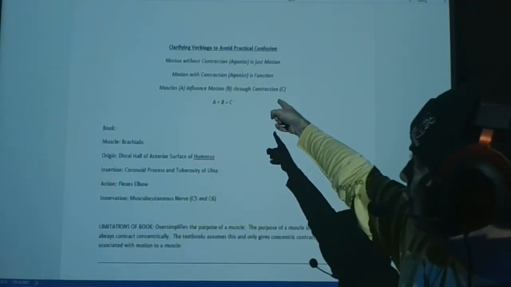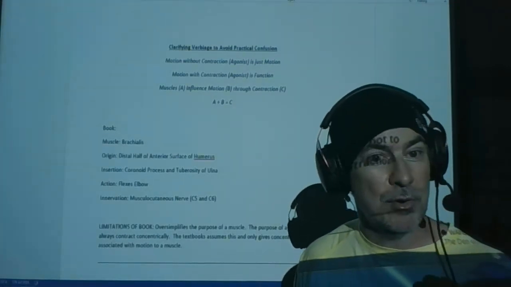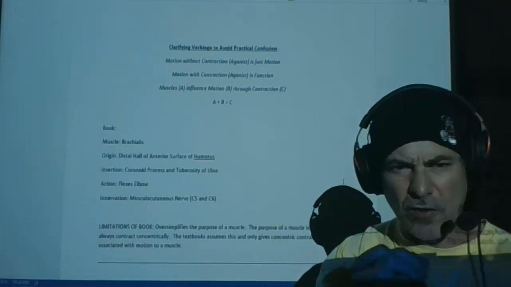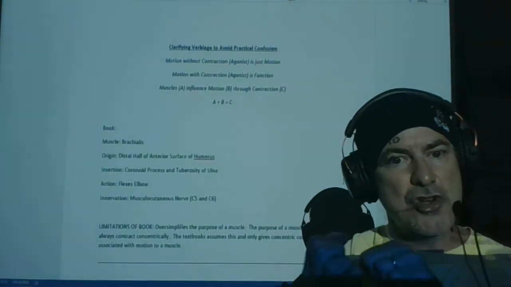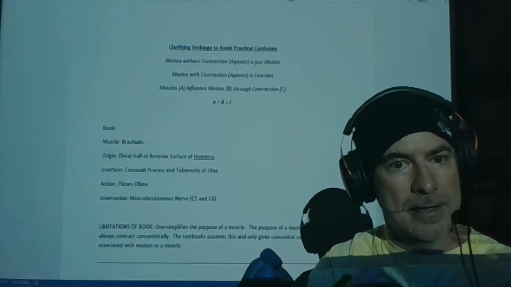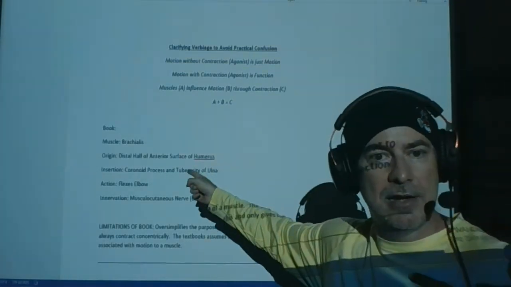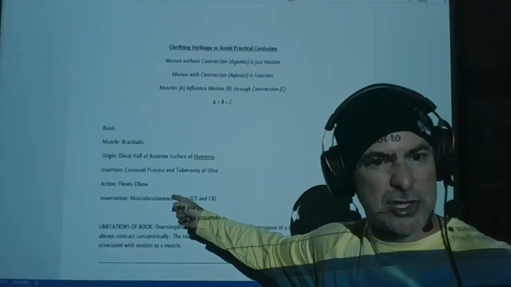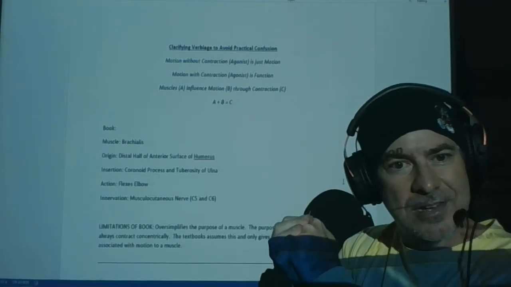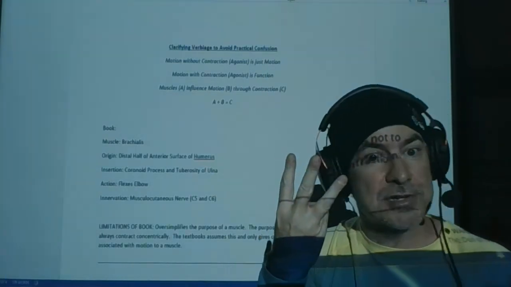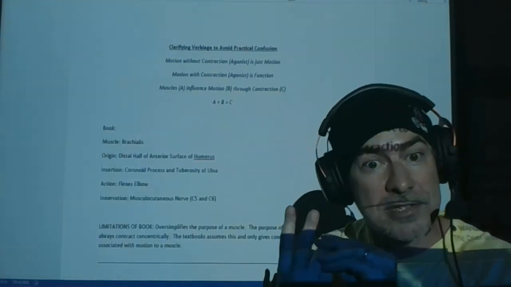Motion with contraction is function. That's very important. The function of a muscle is to pull in a certain direction of motion. And when that muscle is working above rest, doing a job, being innervated above rest, to pull in a certain direction of motion, one of three options can happen. It can cause motion in the direction of pull through concentric contraction.